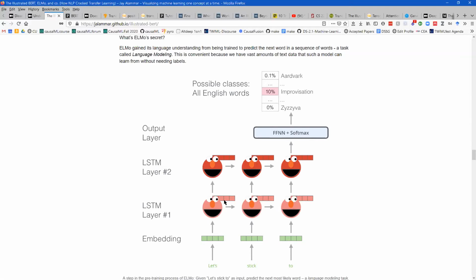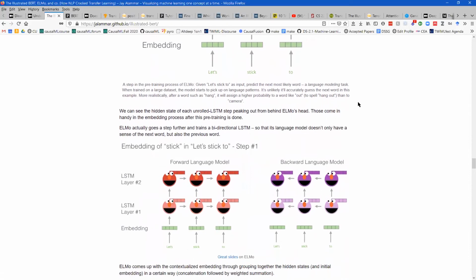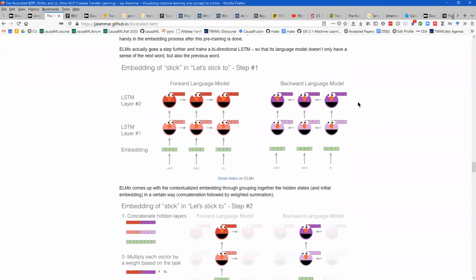So you just take these two LSTM layers. The output of the second layer goes into a feedforward neural network plus softmax, and then out comes the prediction. I guess you can get a score for a whole list of all the English vocabulary words, I don't know, 30,000 of them. Which one is the next word most likely to be? So let's see the hidden state of.